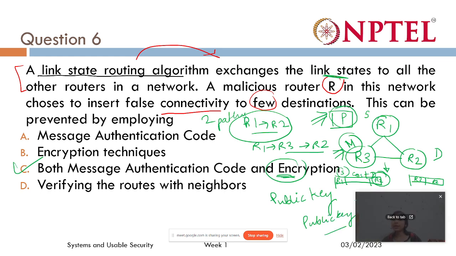The exact content is not available. The exact raw content or the exact authentic content is not available. It is encrypted and is present in a format that is not readable. So because of the encryption, you will not be able to edit the information, that is the destination information, and hence you cannot modify it and prevent the malicious software from changing the destinations or inserting false connectivity to a few destinations.